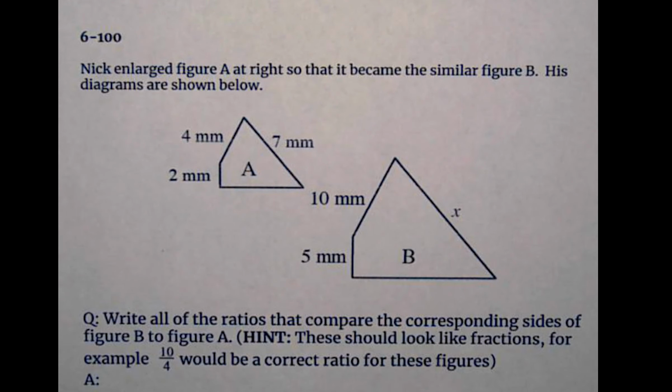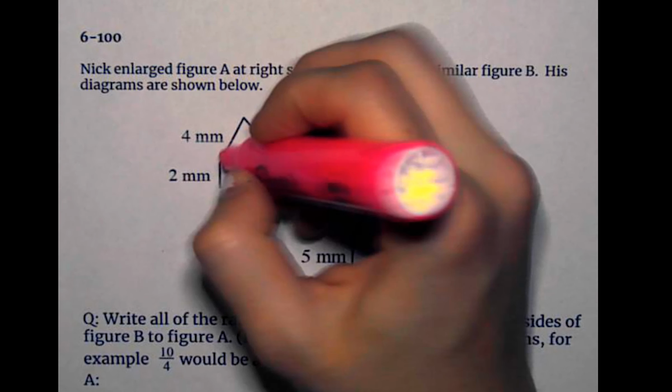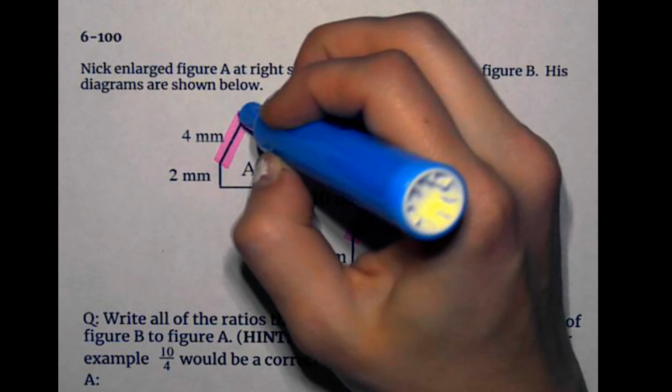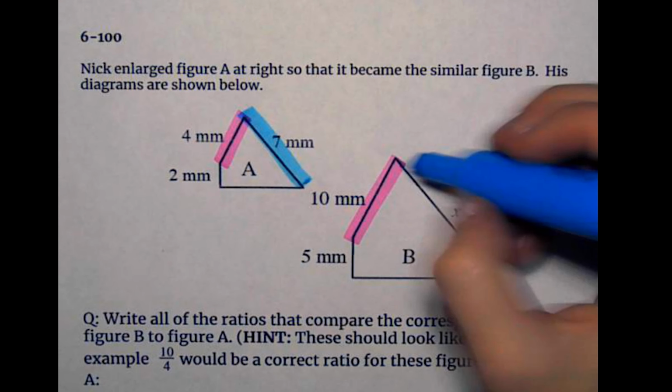Next up, we have 6-100. Nick enlarged figure A at right so that it became the similar figure B, so A to B. His diagrams are shown below. Very first thing I'm going to do before I even read any of this, guys, I'm going to pull out the highlighters and we're going to do some corresponding side length highlighting. So the 4 millimeters is similar to the 10 millimeters. The 7 millimeters is similar to this X over here.